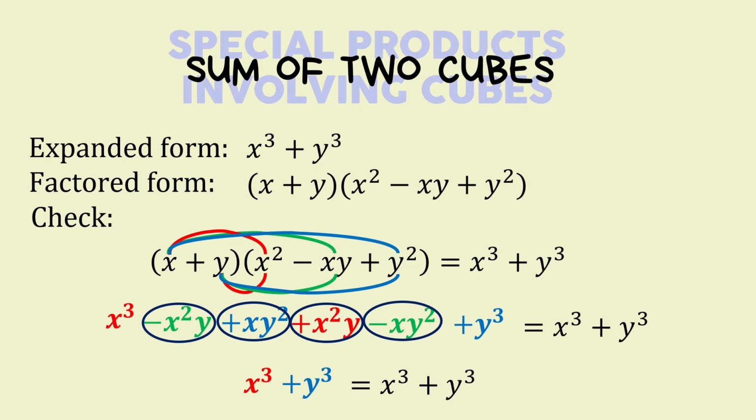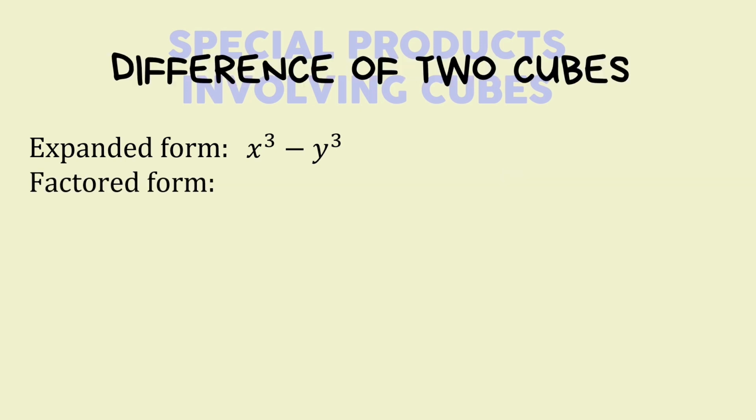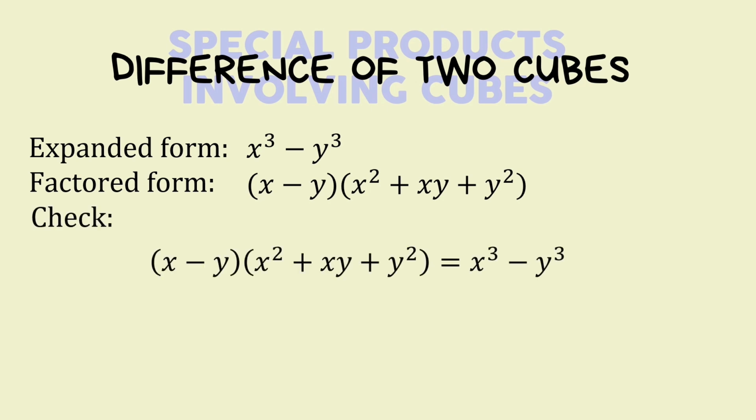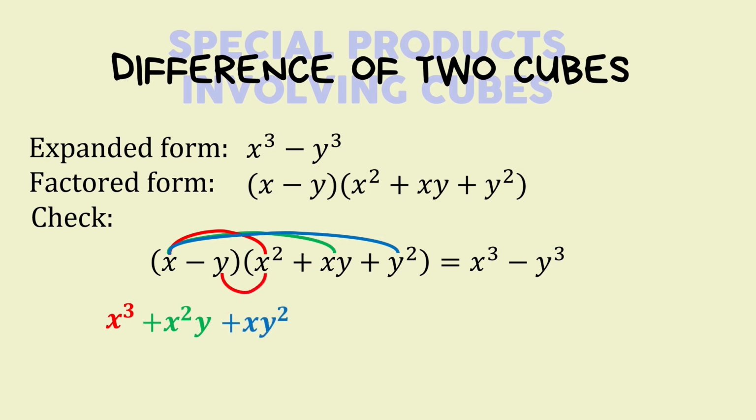But what about when we have a difference instead of a sum? I am providing you with the expanded form and the factored form once more, so try it out like earlier. We have here x times x squared, which is equal to x cubed, x times xy, which is equal to x squared y, x times y squared, which is equal to xy squared.